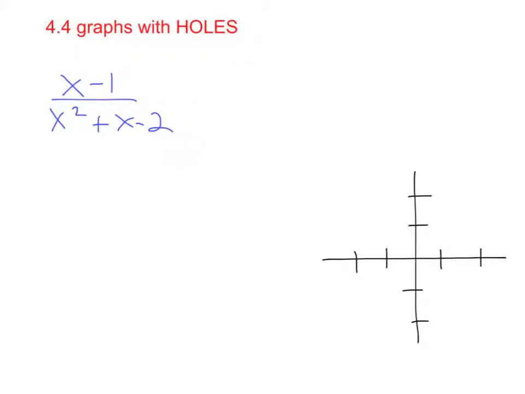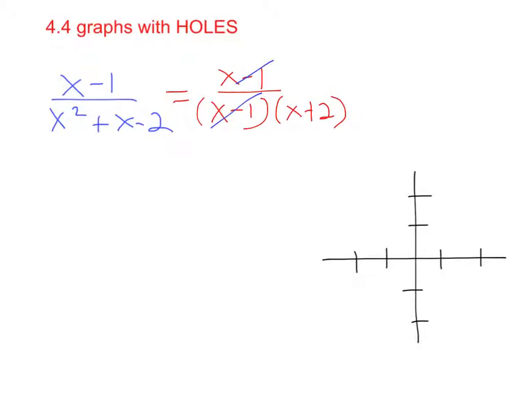Okay, so occasionally our graphs have what we call holes in them, and they are simply gaps in our graph. They are only created when we have the same factor on the top and the bottom. So whenever I see a rational expression, it's a good idea to factor it. So I'm going to get x minus 1, and this is going to give me x minus 1 times x plus 2. Can you see that I have the same factors on the top and bottom, x minus 1 and x minus 1?